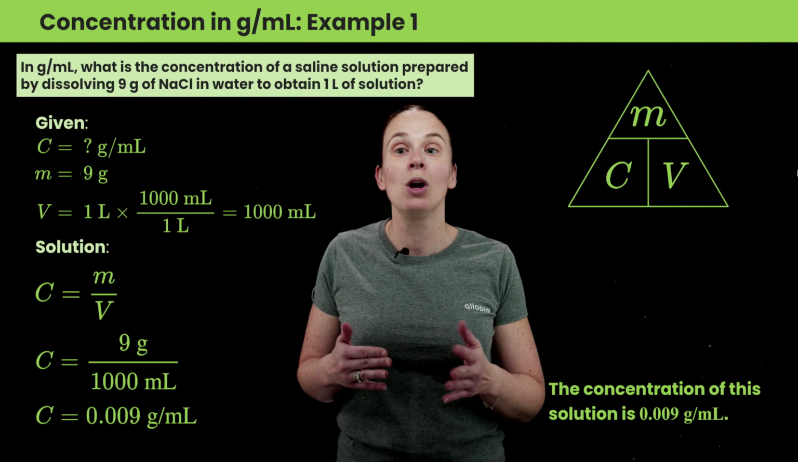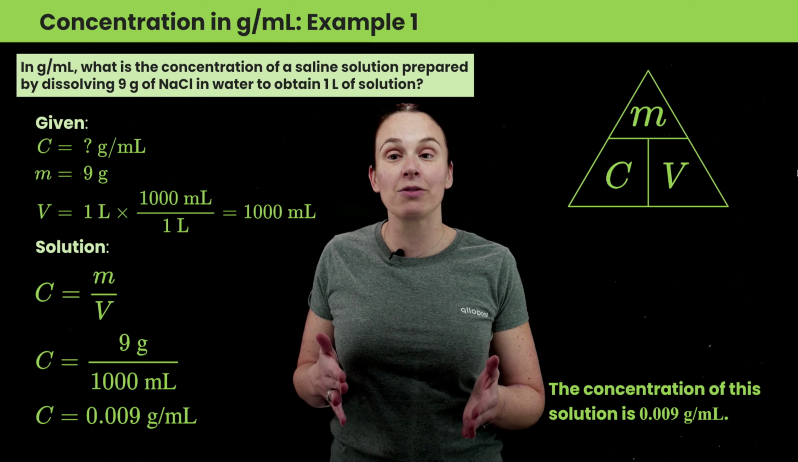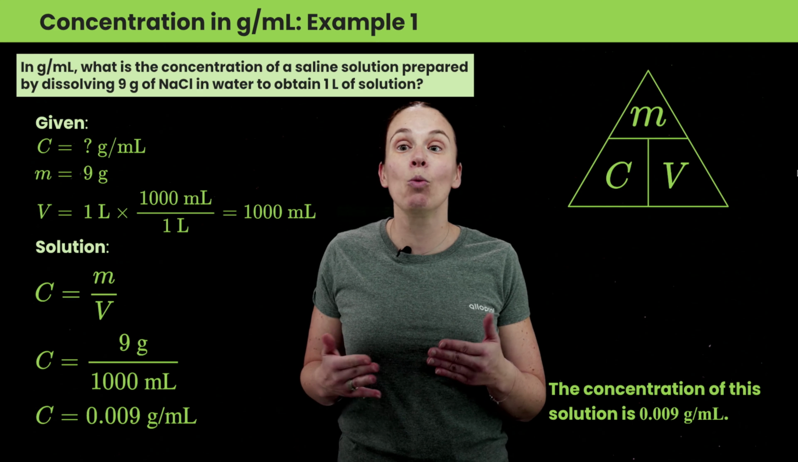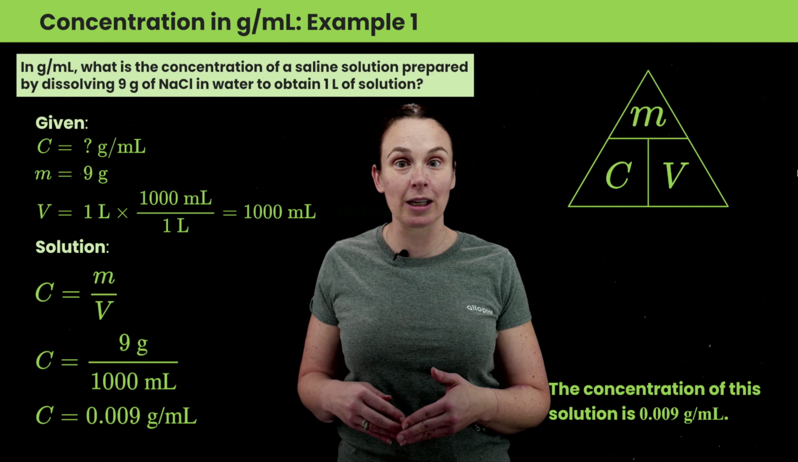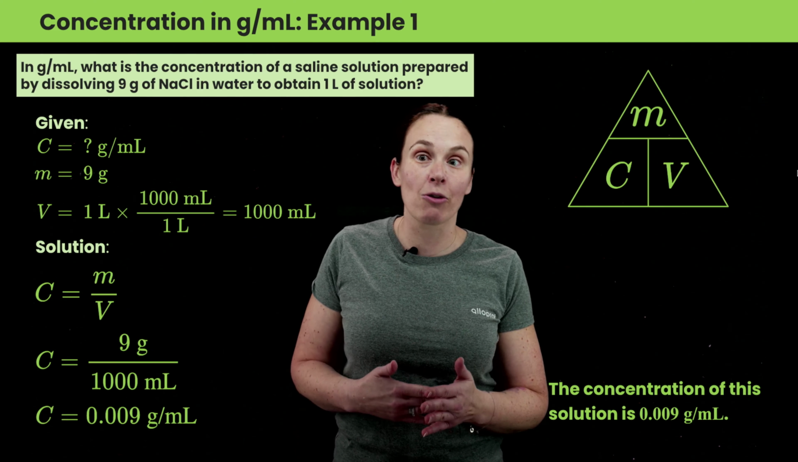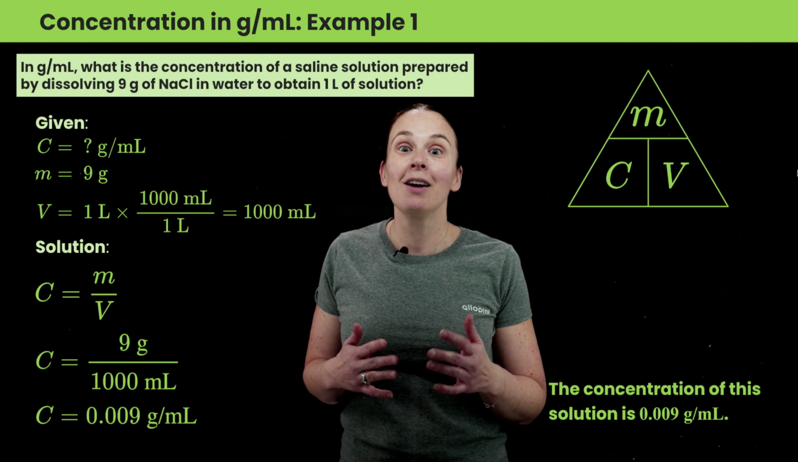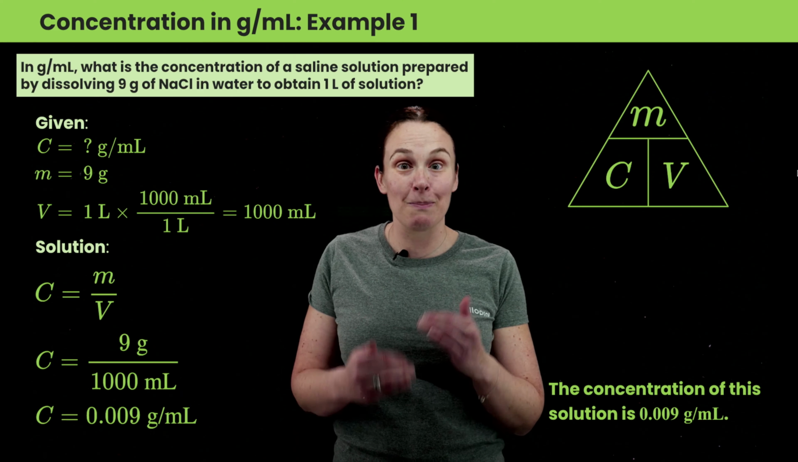So we are going to multiply by 1,000 milliliters and divide by 1 liter. The units are going to cancel out. So we get 1 liter is equal to 1,000 milliliters. Remember, concentration is grams per milliliter. So now my units match up. Remember, I told you at the beginning, we need to make sure our units match up.